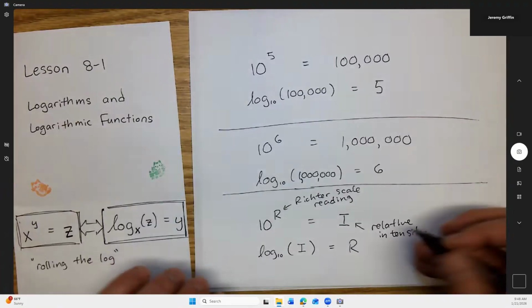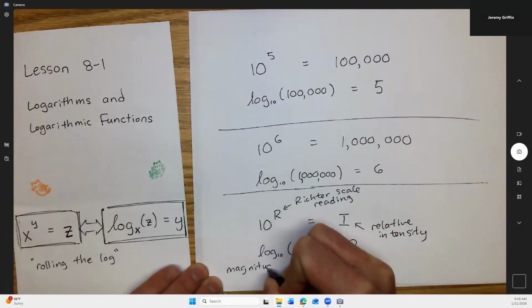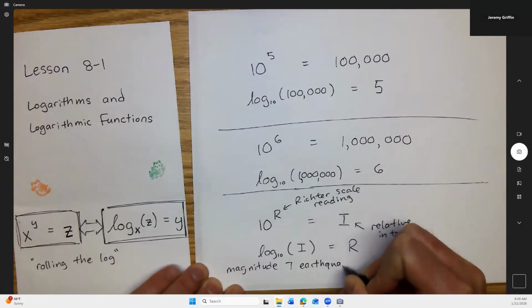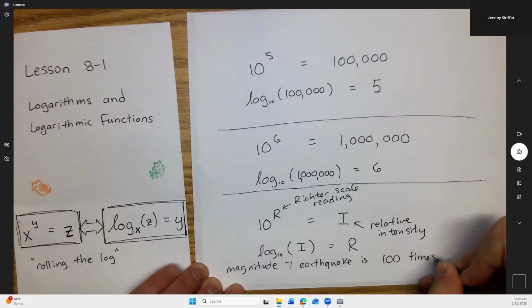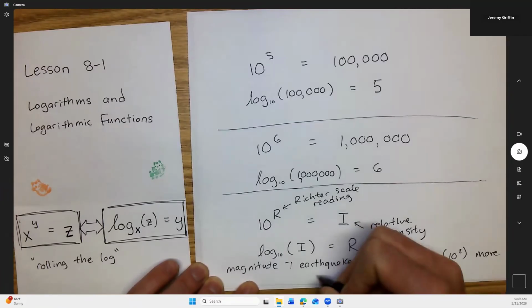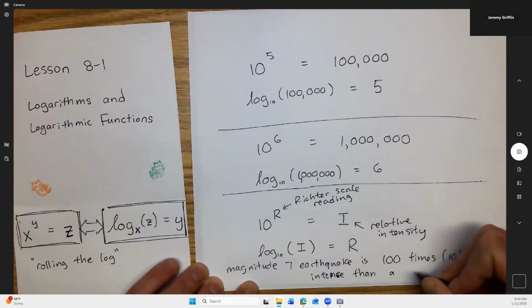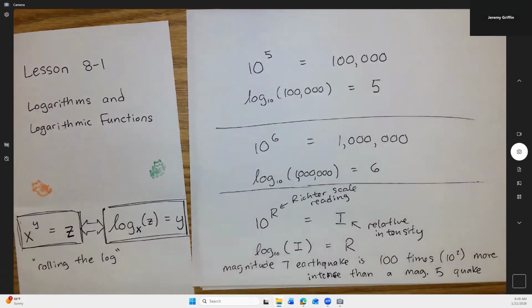So a magnitude 7 earthquake is 100 times, because that's 10 to the 2, more intense than a magnitude 5 quake. All right, so we're looking at orders of magnitude here. Okay, you guys can see that?